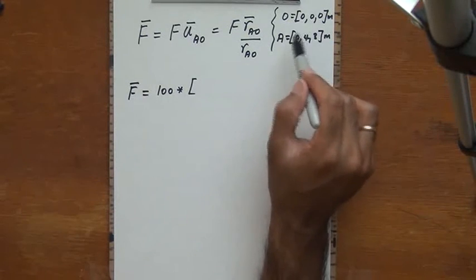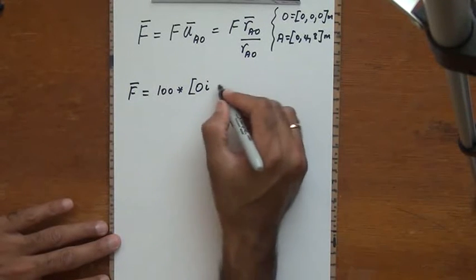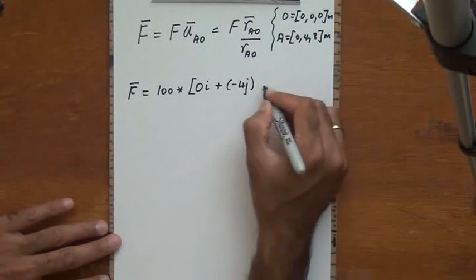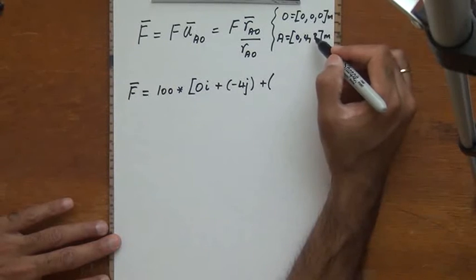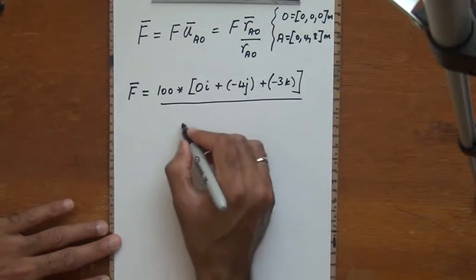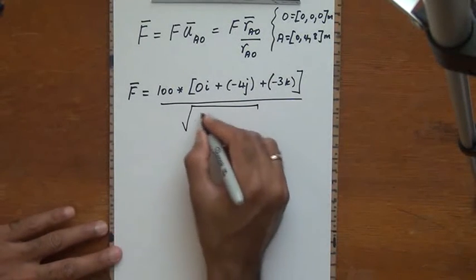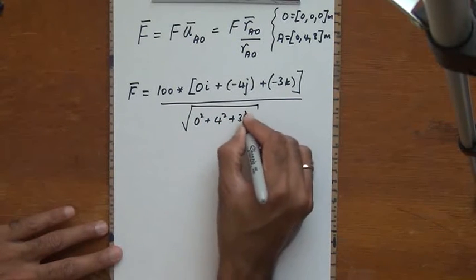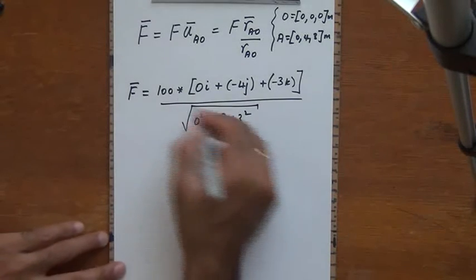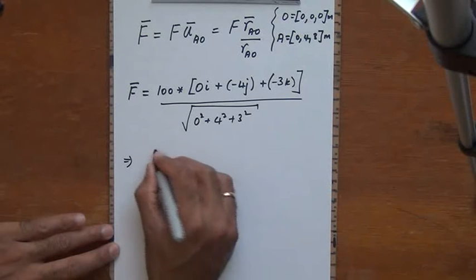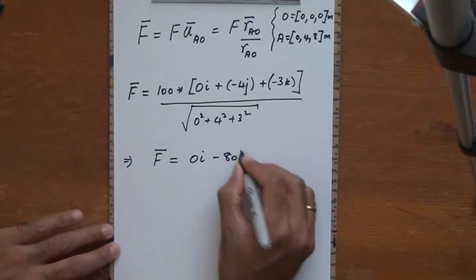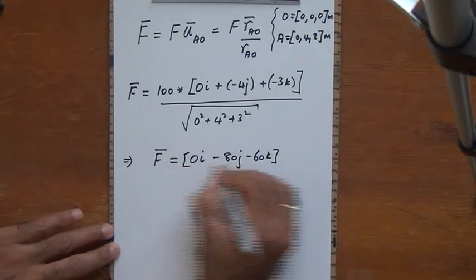So this is going to be 0 minus 0, so that's 0I. Then I'm going to have 0 minus 4, so this is going to be minus 4J. And then I'm going to have 0 minus 3, which is going to be minus 3K, divided by the square root of the sum of the squares of the components of the position vector. So that's 0 square, 4 square and 3 square. 4 square and 3 square is 16 plus 9 is 25. Square root of 25 is 5. Then upon simplification, I now have the force vector F as follows. This is going to be 0I minus 80J minus 60K newtons.